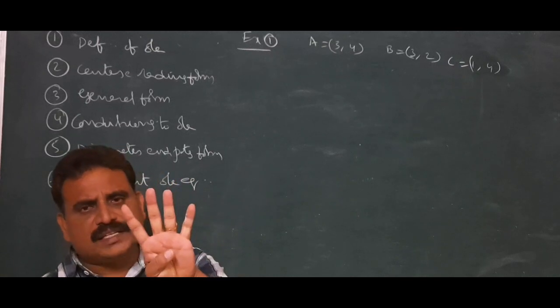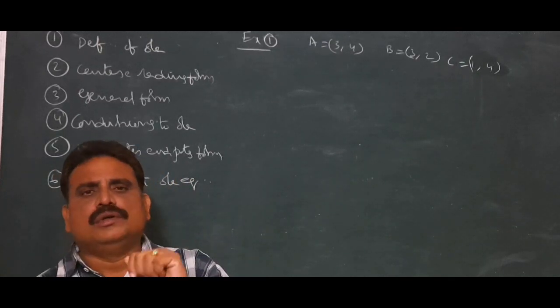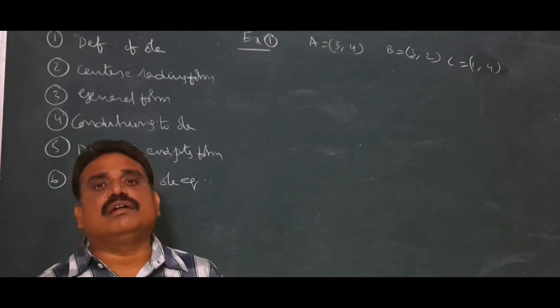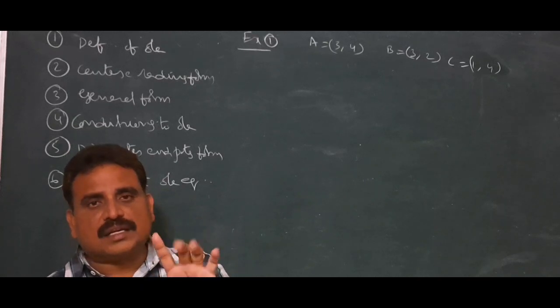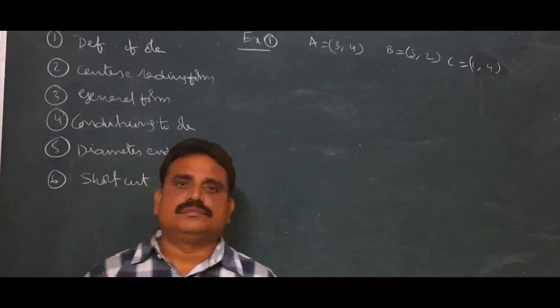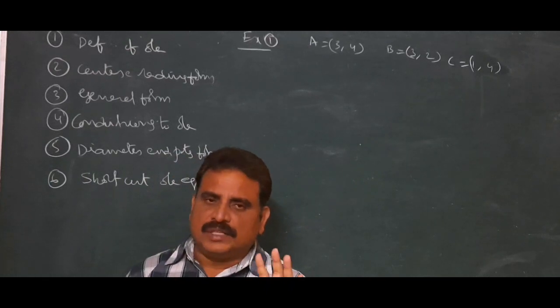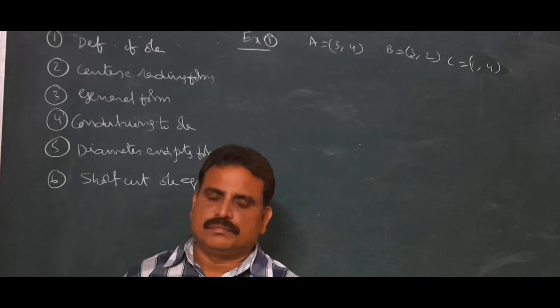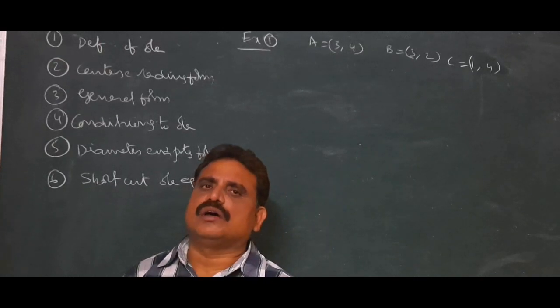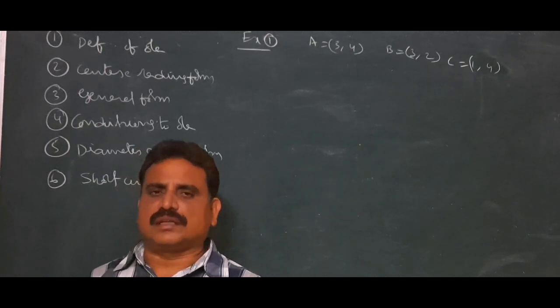If you take 4 points on the circle, not only 4, more than 4 also, the points are called concyclic. 4 points are concyclic means there is a circle passing through the 4 points. If you take 4 points randomly, there may or may not be a circle passing through them. If 4 points are concyclic, there is a circle.